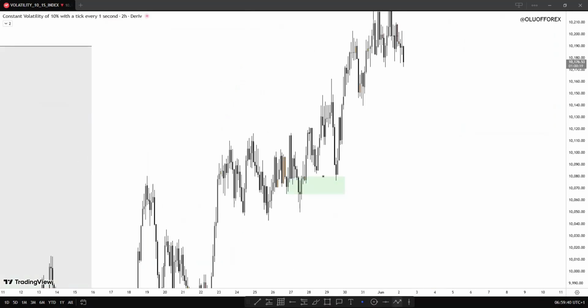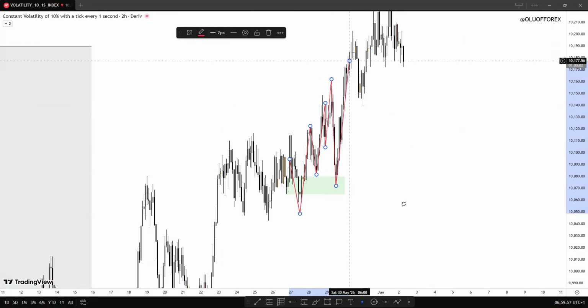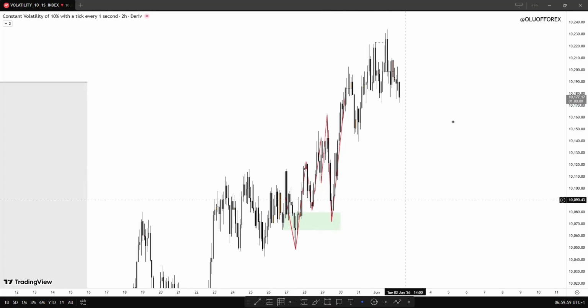We had a sweep of a low, this low, and a sweep of this low, and a break of structure. This validates our A. We had a pullback and a break. This validates our B. So what do you expect price to do? Take our B out and deliver to the highest point. That's just what happened. So that's what I'm looking at.